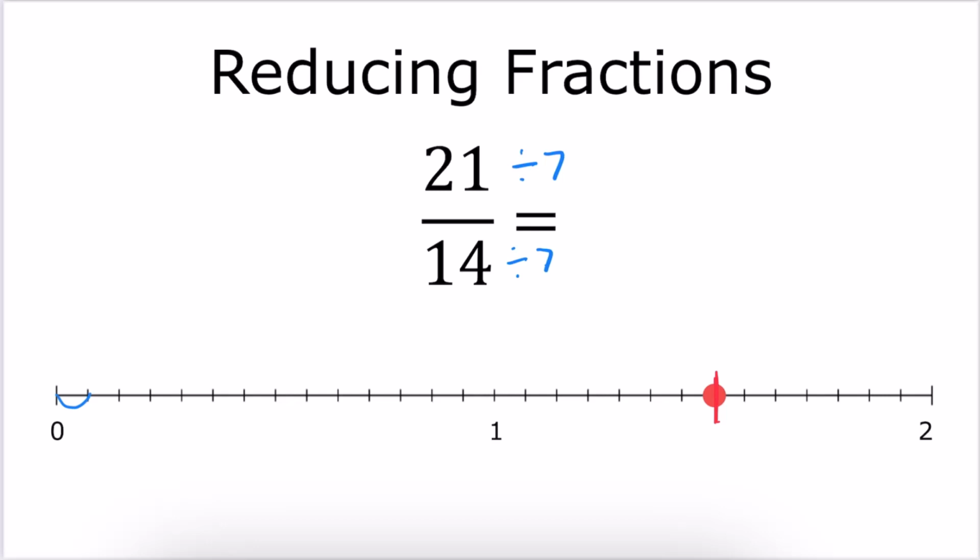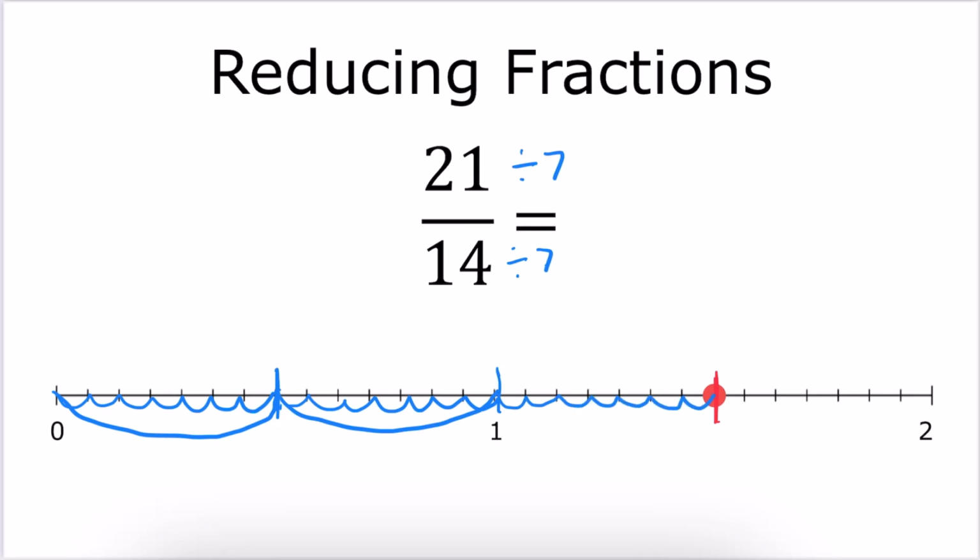So I have 1, 2, 3, 4, 5, 6, 7. So I'm going to group all of those together. And then I'll go 1, 2, 3, 4, 5, 6, 7, and group all of those together. And 1, 2, 3, 4, 5, 6, 7, group all of those together. And just to complete my number line, I'll go ahead and do this one as well. So I have 1, 2, 3, 4, 5, 6, 7, and we've got that.